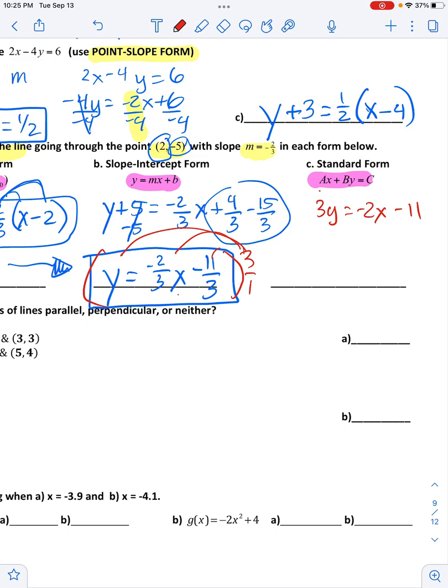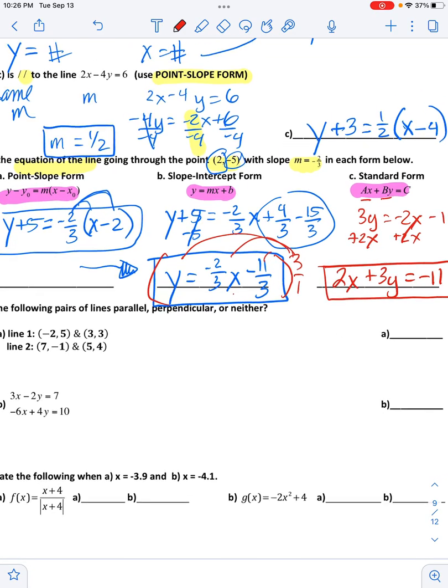Now I just need to have the x term out in front of the y term. So that's an easy peasy switch. I just add it to this side. So my final equation has the 2x plus the 3y equal to that negative 11 constant. And in this form, the constant is the only thing that can be to the right.